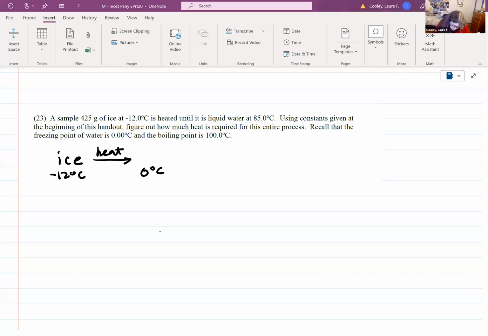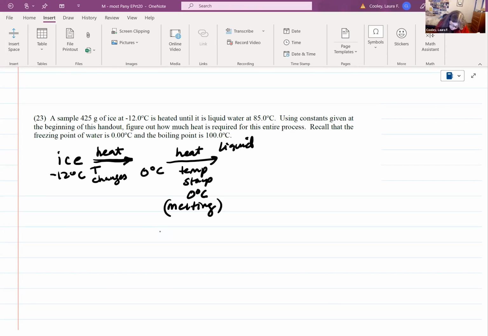how am I going to illustrate this? So in this heating step, the temperature changes. When we get to 0 though, we're still going to continue to heat it, but the temperature stays at 0 degrees because this is now melting. That's what the heat goes into doing. Once it all melts, we have liquid at 0 degrees. We're going to continue to heat it until 85 degrees. No, it's not as long as I thought.